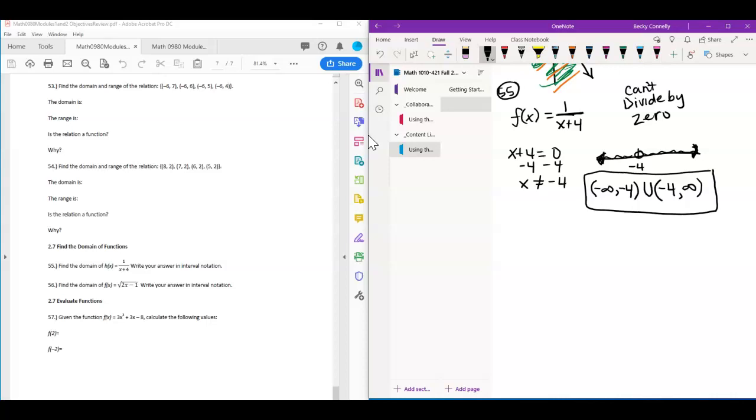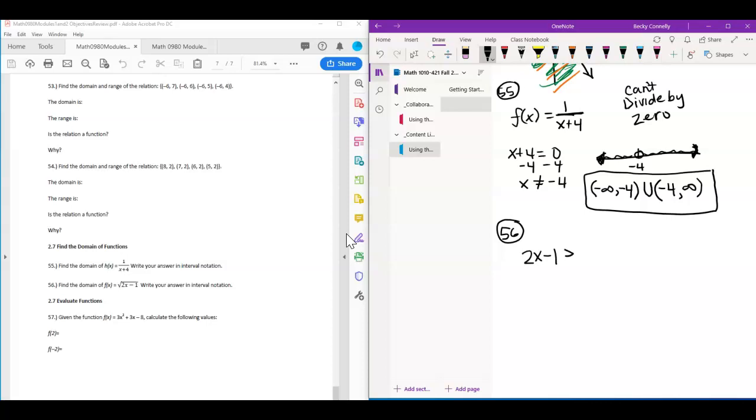Okay, and the only other one that you have to worry about here is kind of like on 56, right? If there was something with a square root, well, we can't have negatives inside the square root. So we always want to set that. I'll just do this one really quick. All right, so the stuff that's inside, we want to make sure that all of that stuff is positive.